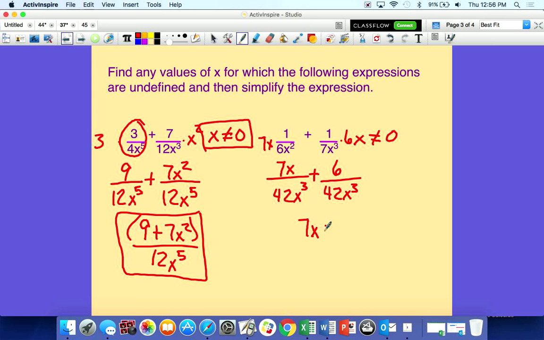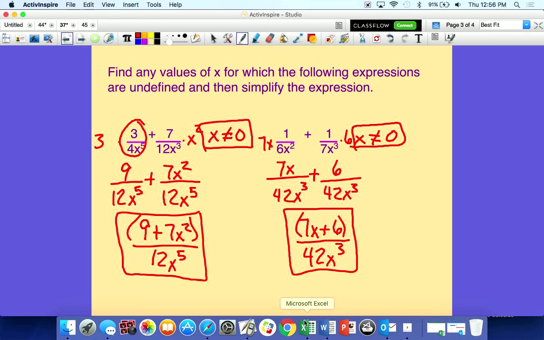Thank you. So this becomes a 6 here. We add our numerators. We write down our common denominator. Remember parentheses. Nothing we can pull out of the top. And then that doesn't simplify with the bottom at all. So there is our answer, as long as x does not equal 0.